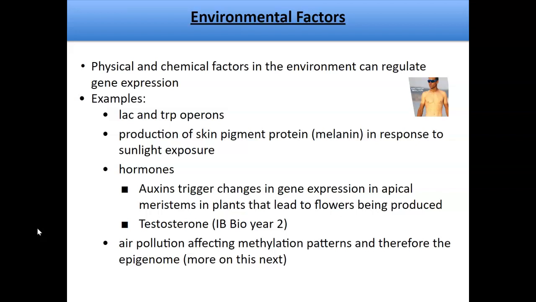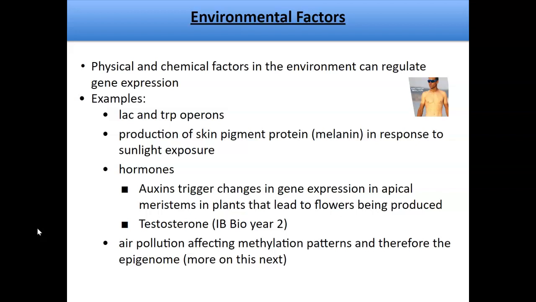Hormones are good examples of environmental regulators because they typically bind to receptors in the cell membrane, and then that leads to signal transduction pathways inside the cell to trigger a change, typically in gene expression. And so we've talked about this in the plants unit for sure, using auxins. Auxins play a very important role in the formation of leaves or the formation of flowers in the apical meristem. And these changes to go from leaf to flower are due to changes in gene expression that would be triggered by auxin hormones. In IB Year 2, you will talk about other types of hormones, such as testosterone, and how they are used to regulate gene expression.